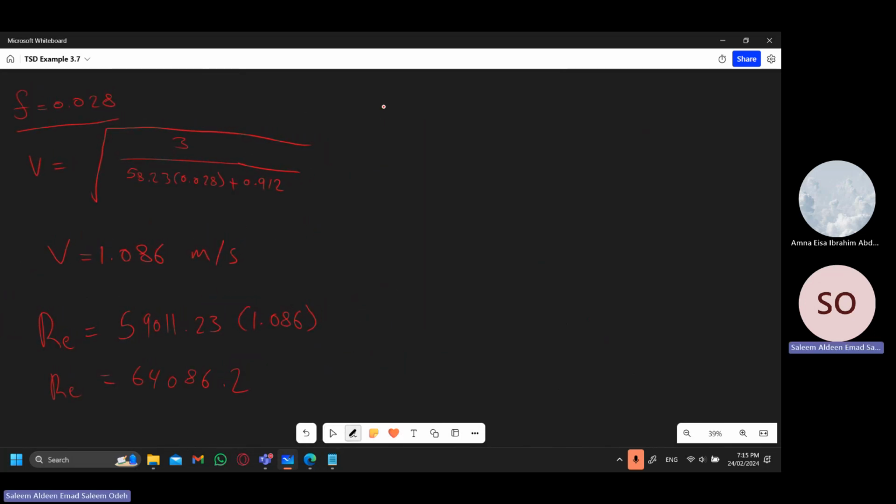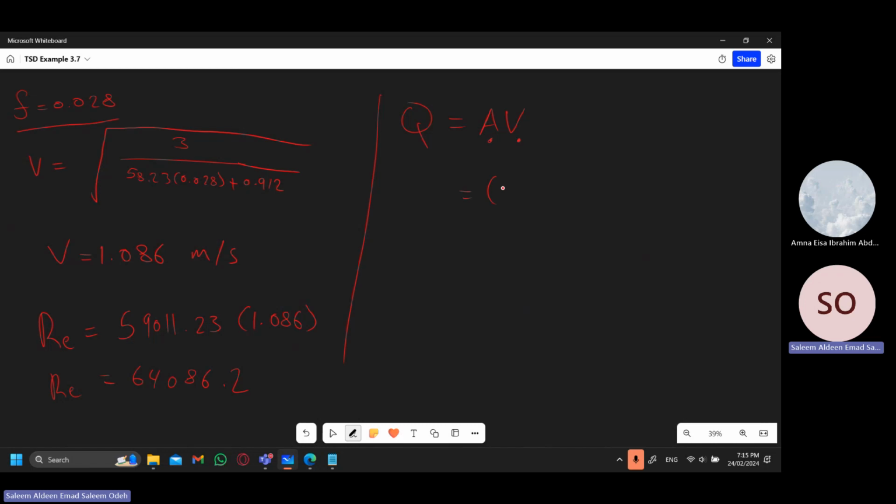Now the question originally asked us to find the value of the volume flow rate. The equation for the volume flow rate is the area multiplied with the velocity. We have found the area already from the nominal diameter and the schedule 40. And now we find the value for the velocity.